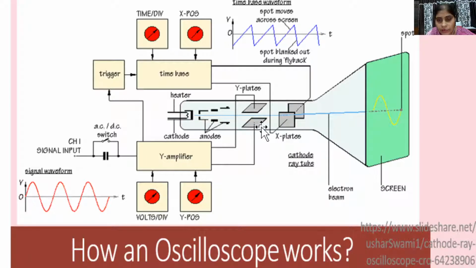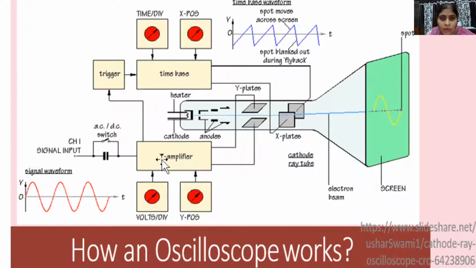Anode, vertical deflection plates, where the vertical deflection plates are also denoted by Y plates. X plates, the horizontal deflection plates, also denoted by X plates. Screen, which is coated by the phosphor atoms, which is coated by phosphor material.